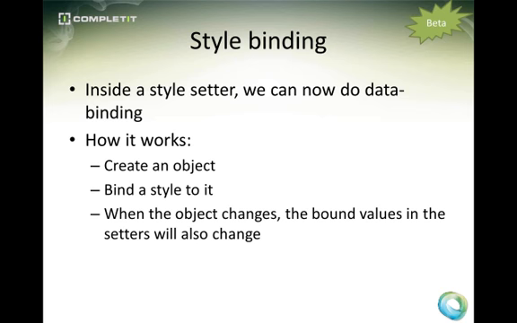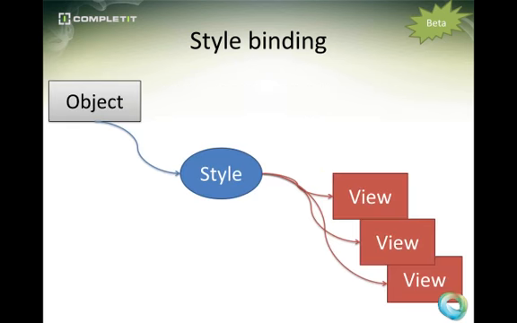That's what you see in this particular graph here. So I have the theme object, let's call it the theme object. And I have a style that is linked using data binding to that object. I have several views linked to that particular style. If the object changes one or more of its values, the style will also be updated and all the views will automatically reflect the new style information.